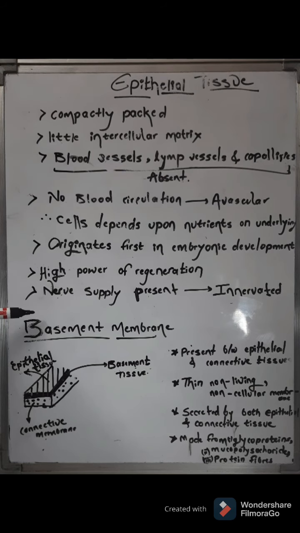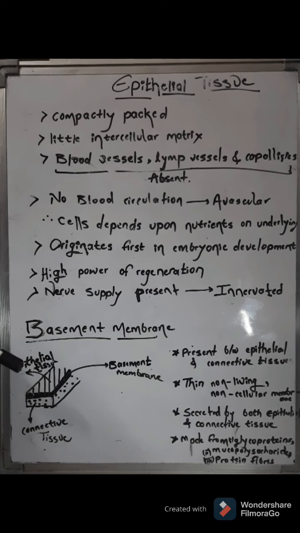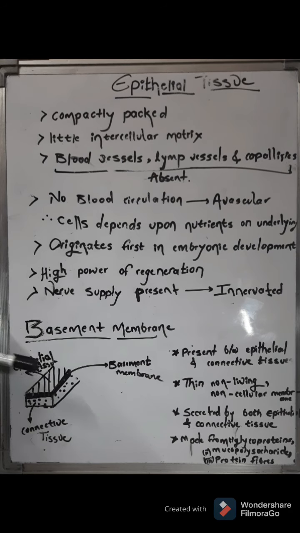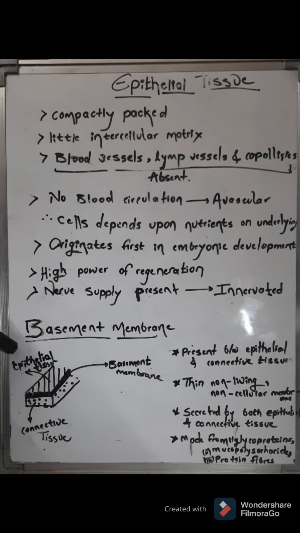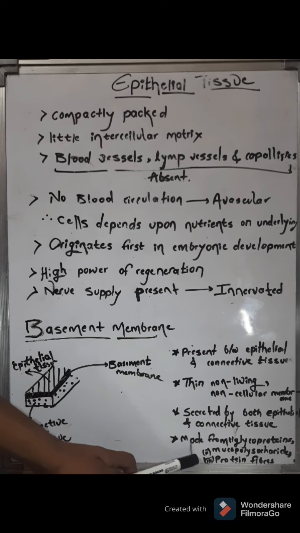Now let's study about basement membrane. Basement membrane is actually a thin, non-living, non-cellular membrane which is present between epithelial tissue and connective tissue. So this is your basement membrane. It is secreted by both epithelial tissue and connective tissue. It's like a boundary between epithelial and connective tissue. Basement membrane is basically made up of three things: glycoproteins, mucopolysaccharides and protein fibers.